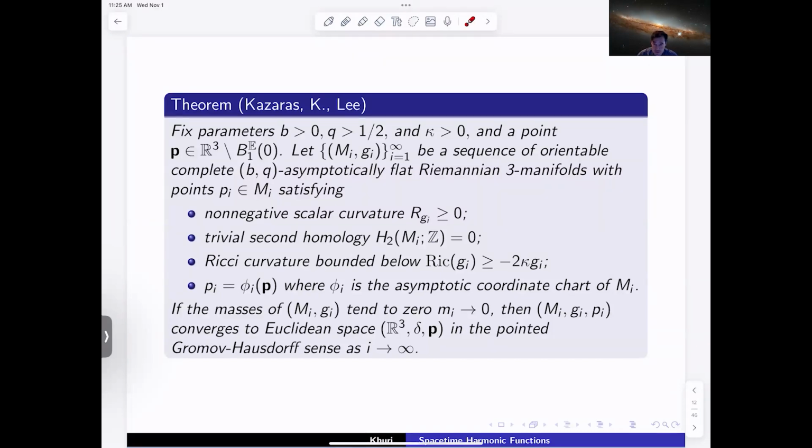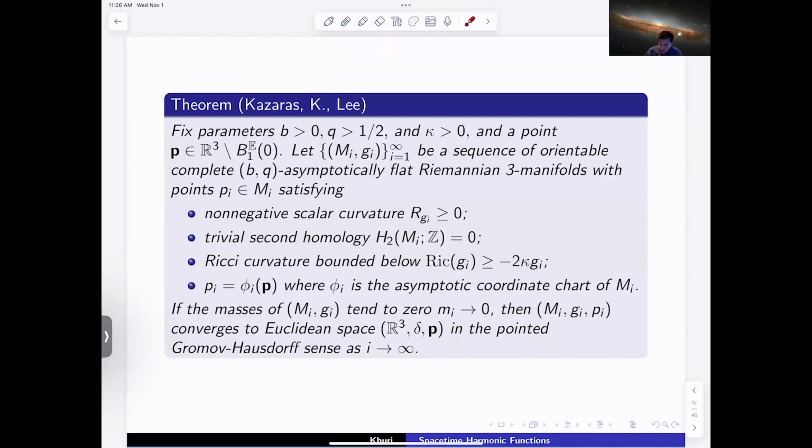In the Gromov-Hausdorff direction, for the Huisken-Ilmanen version of the conjecture, we have a result with Dmitry Kazaras and Dan Lee. Here, the main hypothesis is a uniform Ricci lower bound. This is the main hypothesis. And there's also an extra topological condition that we need in order to control the level sets. So with these hypotheses, we were able to get convergence to Euclidean space without extracting any sets in the Huisken-Ilmanen approach.